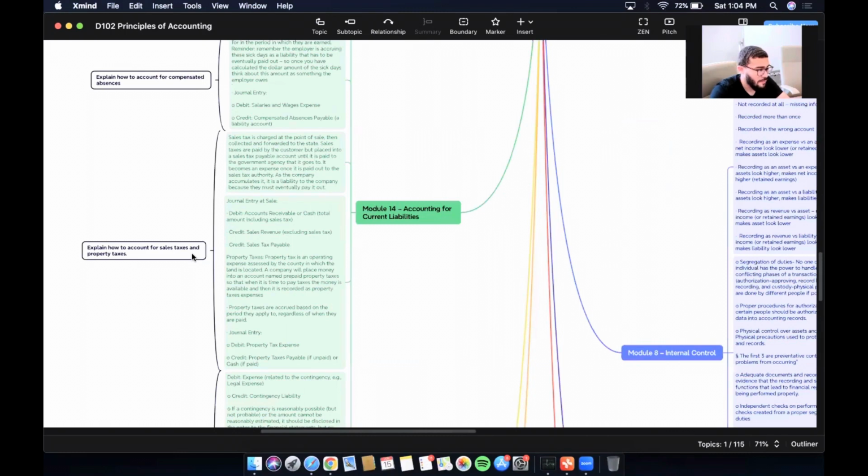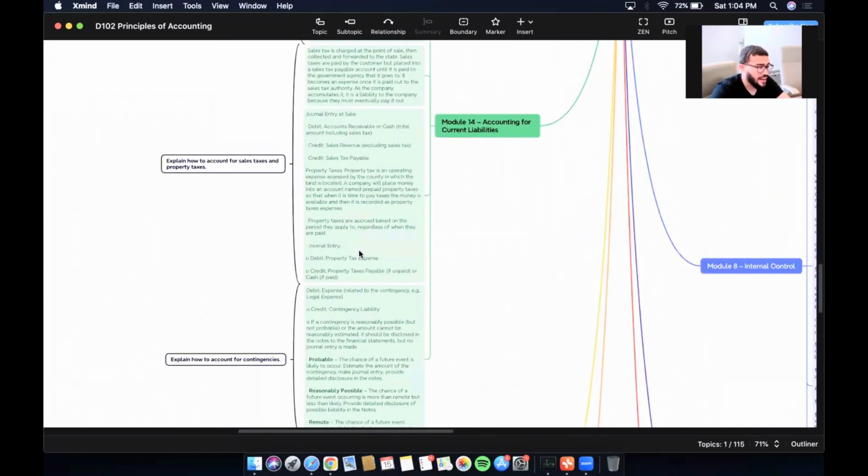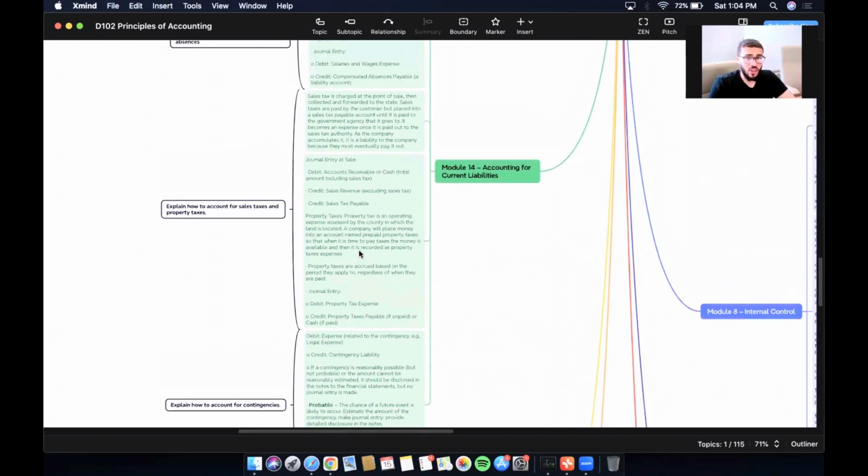Okay. Next we have module 14. Explain how to account for sales taxes and property taxes. So I dropped something. There are quite a few questions about this. Just make sure to know that sales tax is charged at the point of sale. I couldn't really get this at first, so I had to ask my instructor. But let me write you down an example here. Give me 1 second. So you have sales tax.